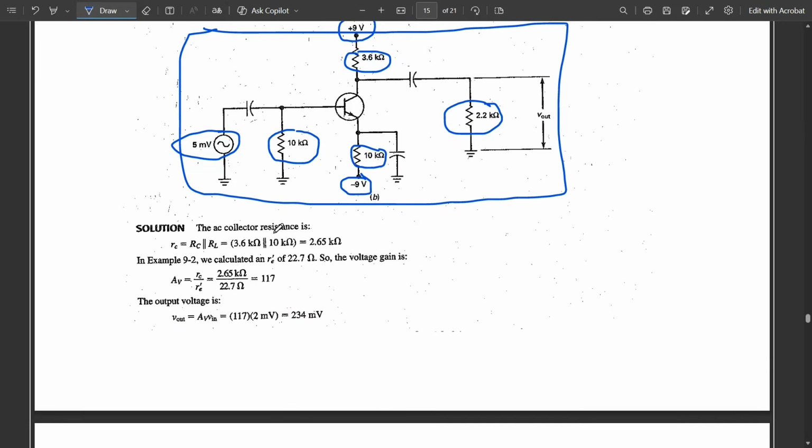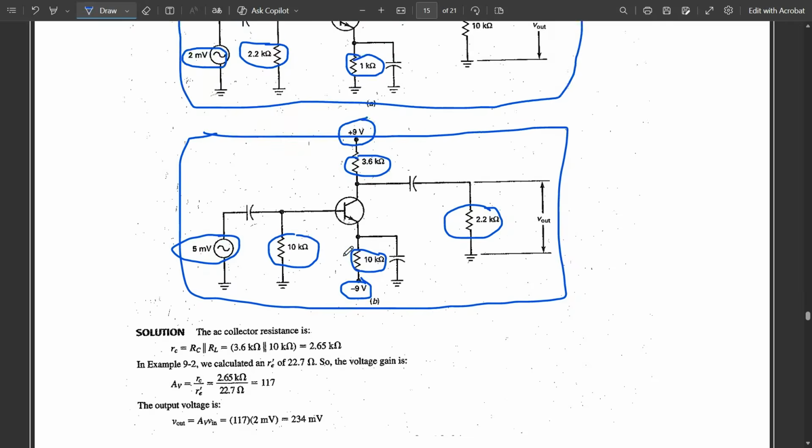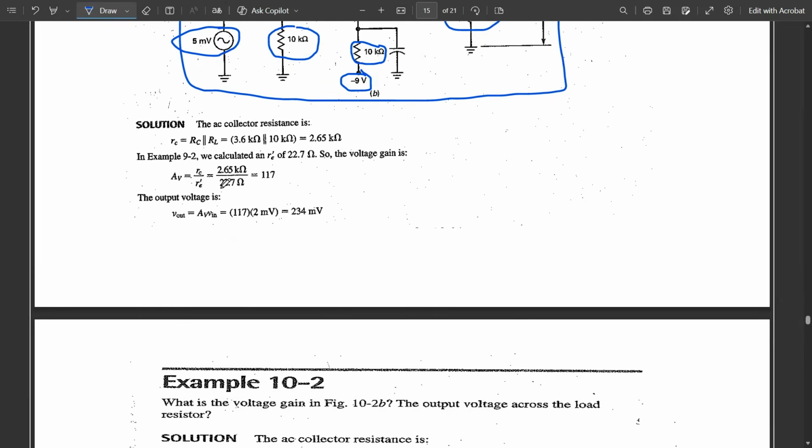First, the AC collector resistance is given by rc equal to RC parallel to RL. In one of my previous videos, we discussed how to calculate the voltage gain. To reduce this in terms of AC, we should replace RC by the AC collector resistance. Just recall it: rc is equal to RC parallel to RL.